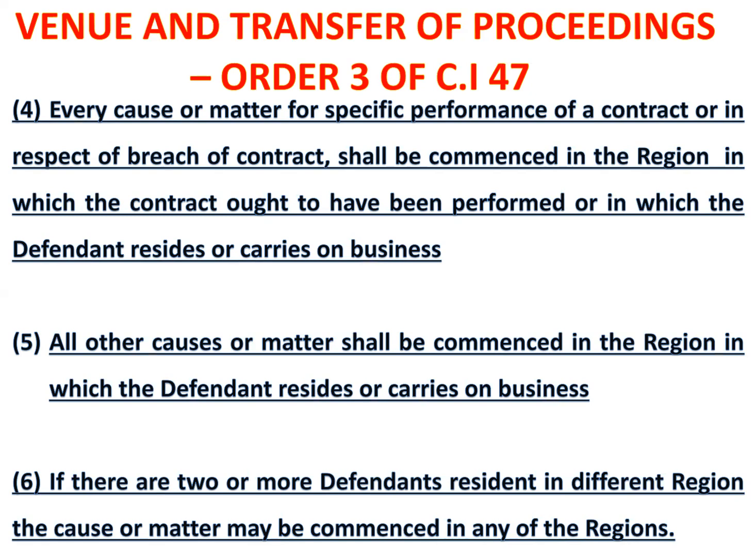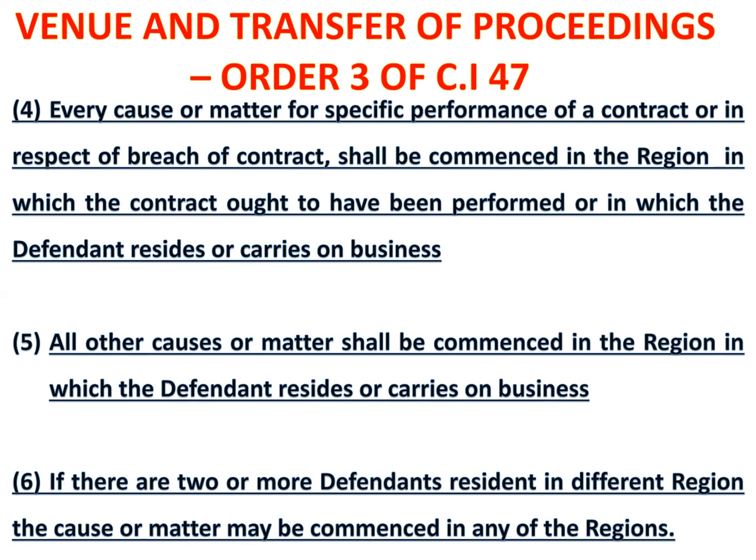If it's for specific performance of a contract or in respect of a breach of contracts, then the region where you shall commence the action is the region where the contract ought to have been performed, or the region where the defendant resides or carries on business. So if you want to sue a person for breach of contract, you have two options. Either you go to the region where the contract ought to have been performed, or the region where the defendant resides or carries on business.